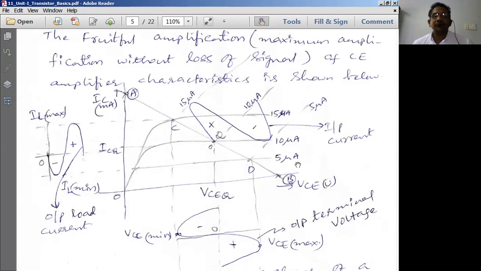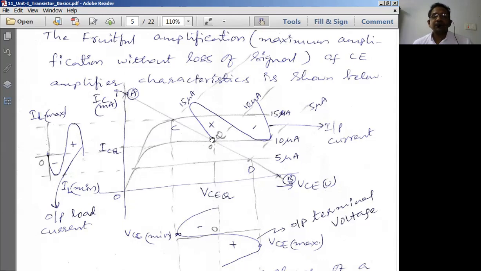and once you draw the DC characteristics, we'll be getting graphs like this for various values of the input current, say 5 microamperes, 10 microamperes, 15 microamperes. And the Q point will be lying at the center of the active region because of the proper biasing. So by achieving proper biasing, we normally get the Q point at the center of the active region.